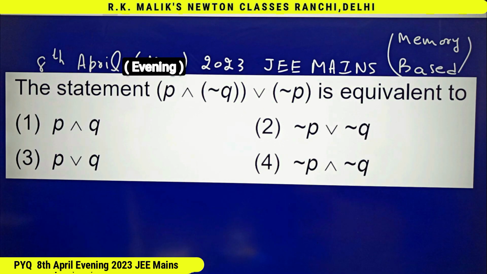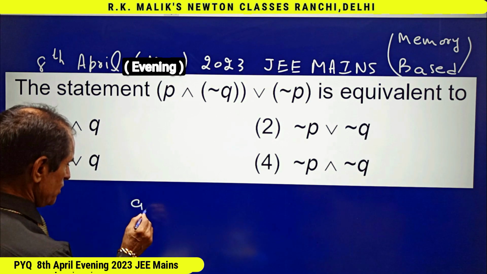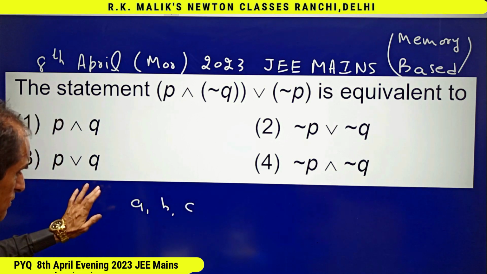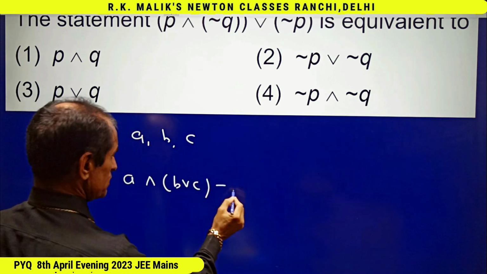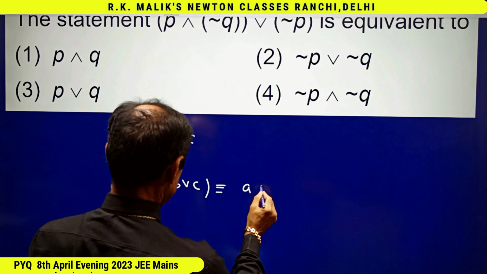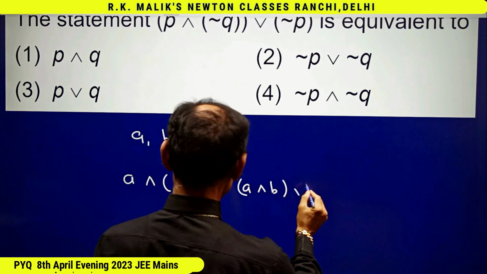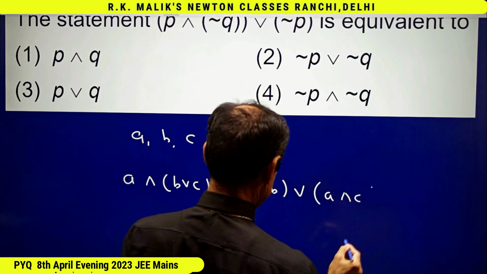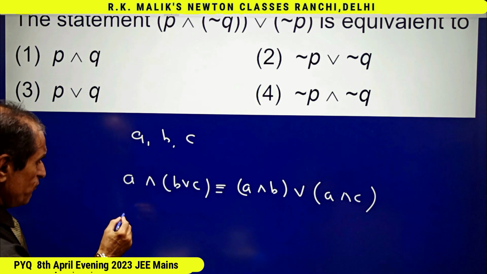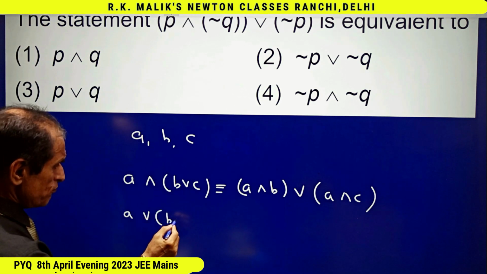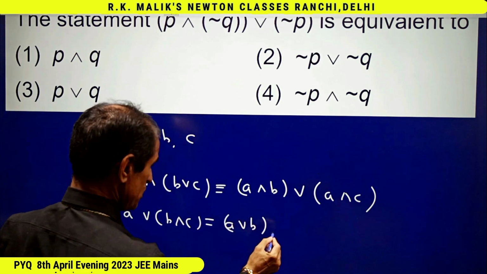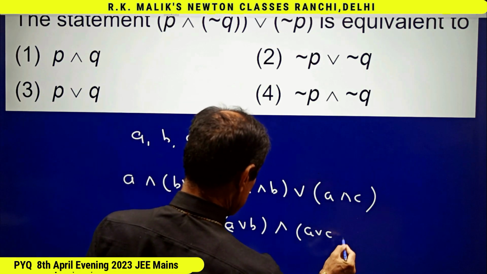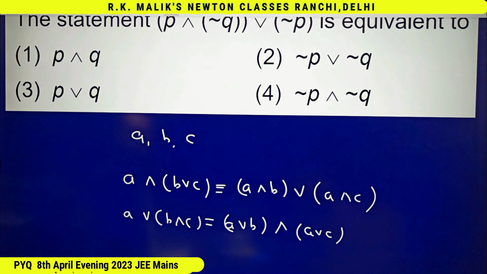For doing this question, I am going to use distributive law, and distributive law says that if A, B, C are three statements, then A and B or C is equivalent to A and B or A and C. And one more is A or B and C is A or B and A or C. You must remember these two formulas.